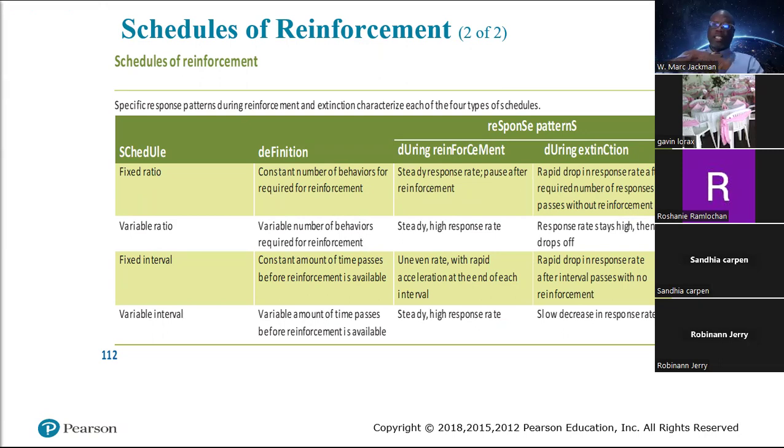But what you'd find is that during extinction, there'll be a rapid drop in response after the required number of responses passes without reinforcement. So if you do two subjects and you go on to a third one and didn't get any reinforcement after the two as was promised, then the behavior will drop because it's not being reinforced. Then you have variable ratio, a variable number of behaviors required for reinforcement. This one is not fixed, it's variable.